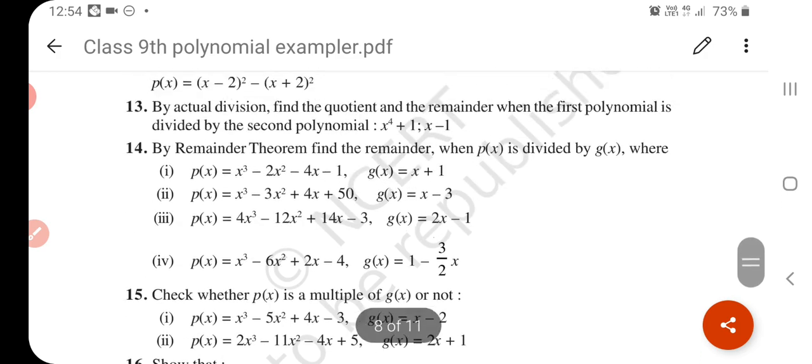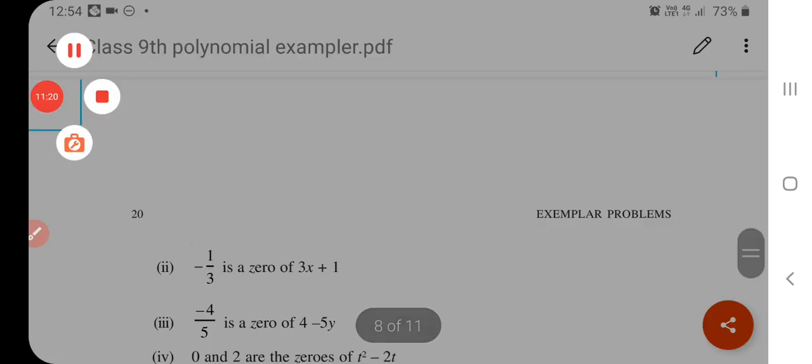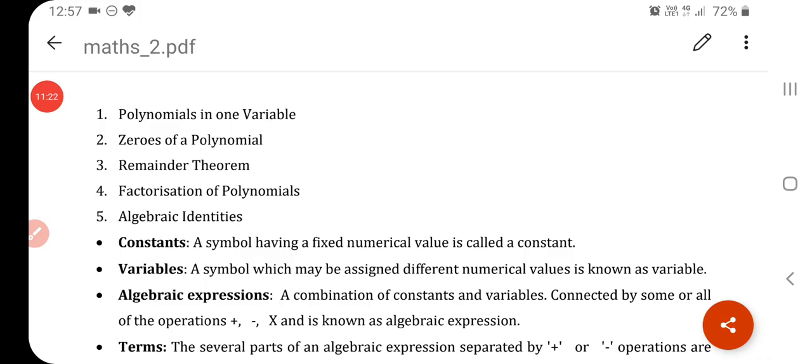Okay, and so student, in this chapter we have learned polynomial in one variable, zeros of a polynomial, remainder theorem, factorization of polynomial and algebraic identities. Okay, what is constant? A symbol having a fixed numerical value is called a constant. What is variable? A symbol which may be assigned different numerical value is known as variable.